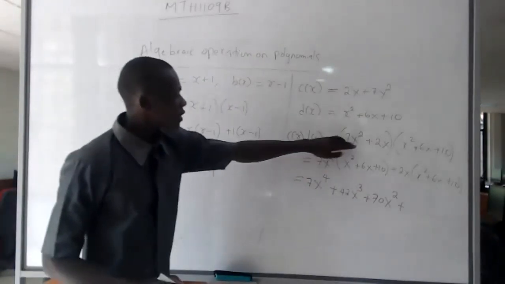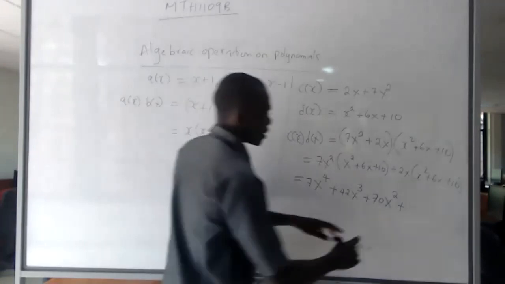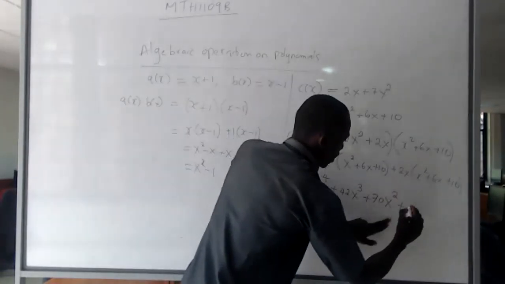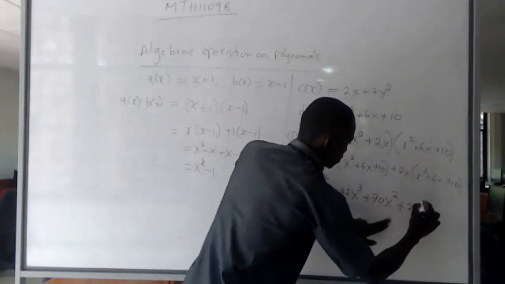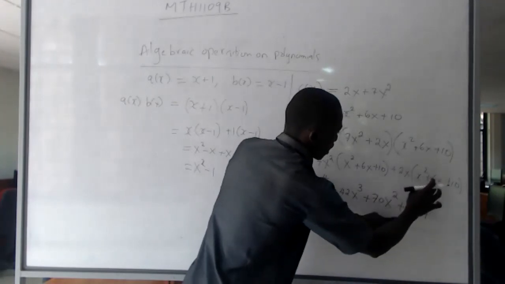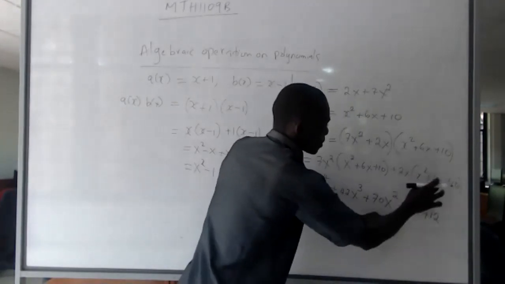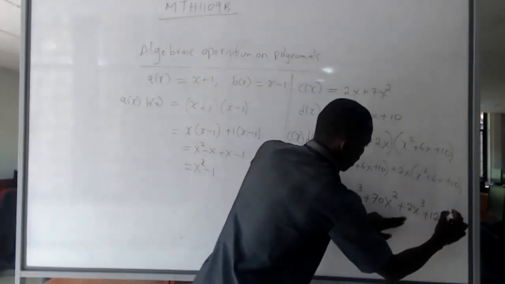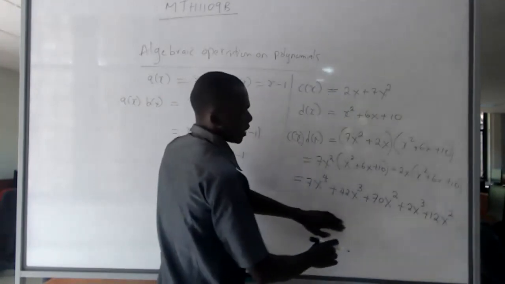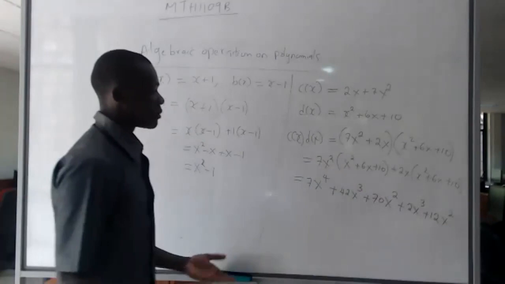So I'm done with taking the first term and multiplying it by the polynomial. Then 2x times x squared is 2x cubed, plus 2x times 6x. So 2 times 6 is 12, and then you have x times x, that is x squared. And lastly, 2x times 10, that is just scalar multiplication, 20x.